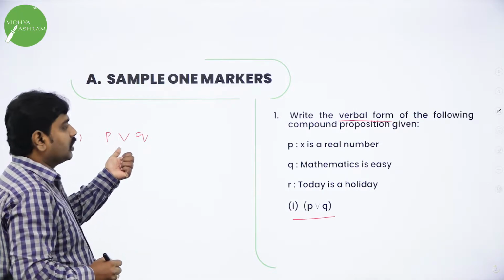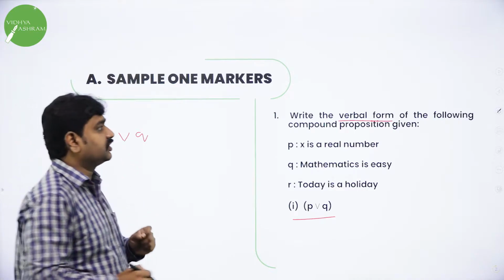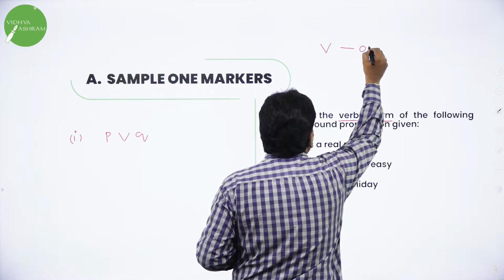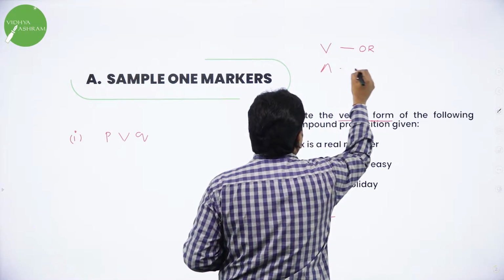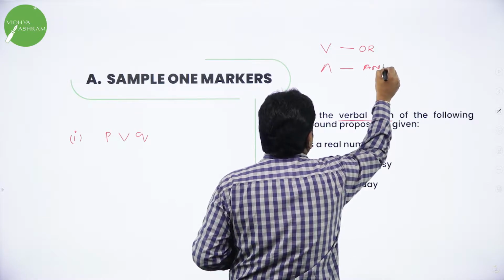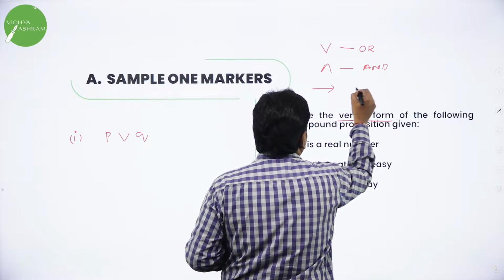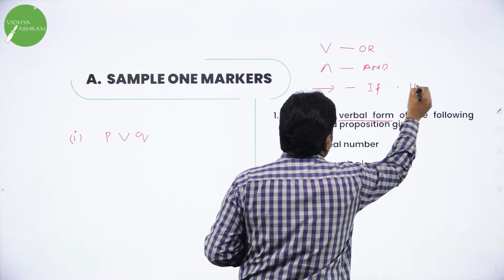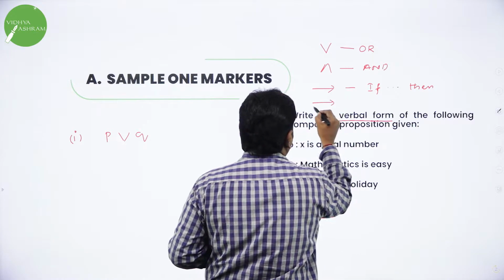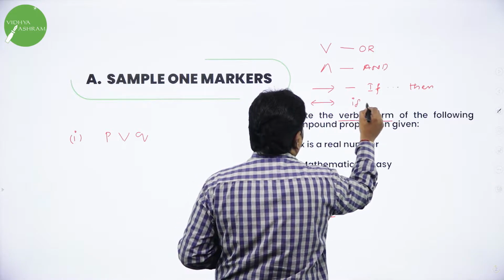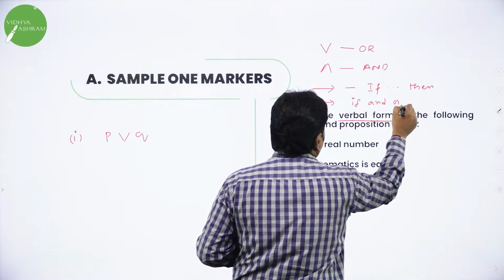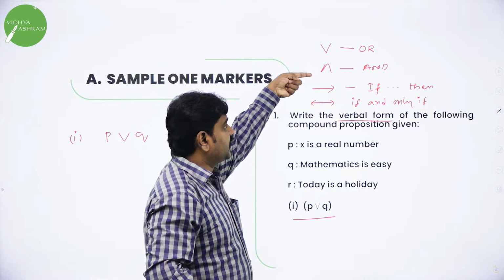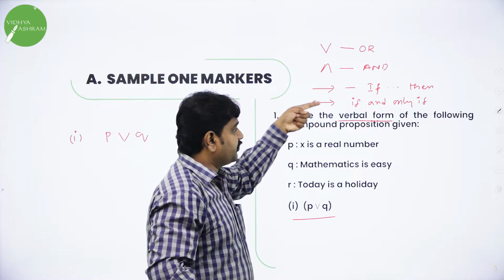All of you know the symbols, so let us just summarize the symbols. This symbol stands for or, and similarly this stands for and. Implies, we read this as if, then. And by double implies we read this as if and only if. So these are the symbols you should know: this is or, this is and, this is if, then, this is if and only if.